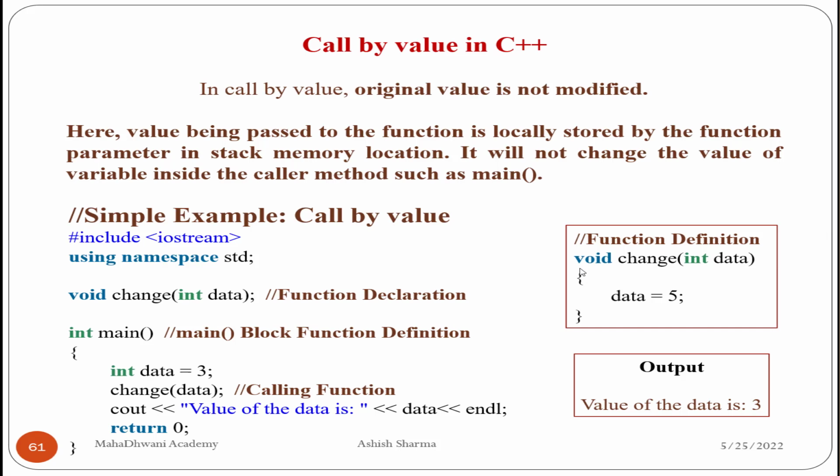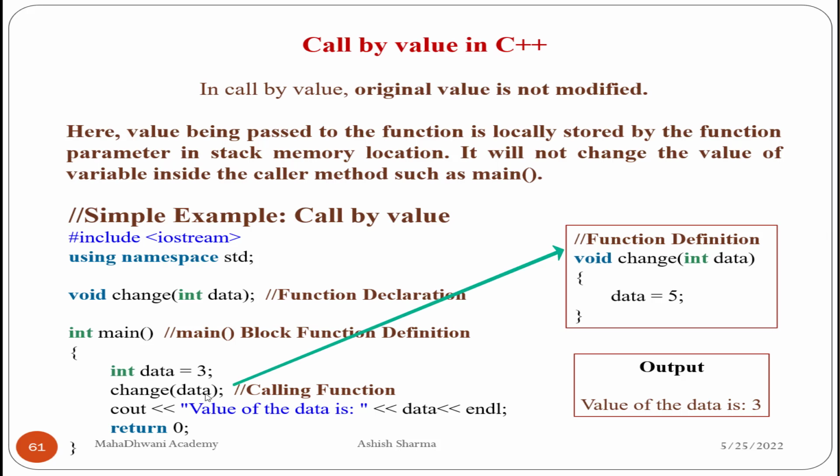After that, inside the function definition change, we are writing the source code: the data variable is initialized with the value 5. So we have given the value 5 to the data variable. Now the value 5 is fixed. Come to the main body. Inside the main body, we will see we change the value of the variable to 3. So the value of the data variable becomes 3.